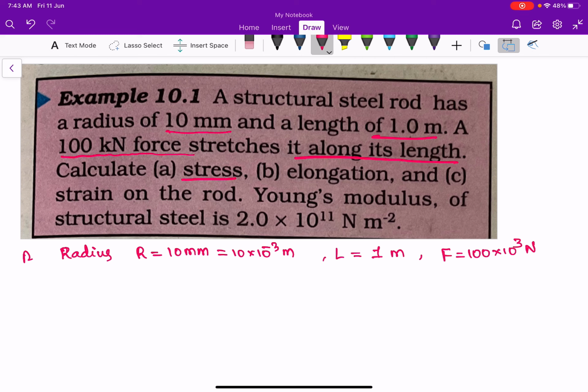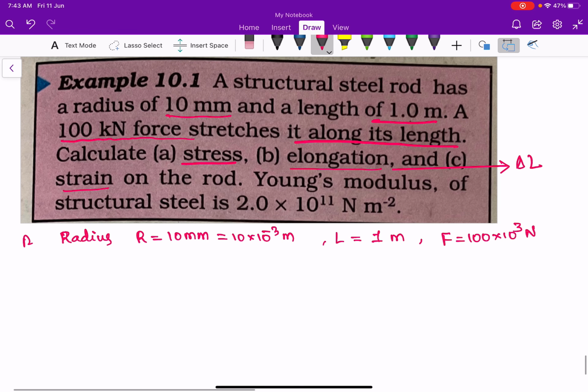Calculate the stress. Elongation is nothing but delta L, we need to calculate delta L. And in part C, we need to calculate strain. Strain is nothing but delta L by L. We need to solve one by one. Here Young's modulus of structural steel is given as 2 into 10 to the power of 11 Newton per meter square.